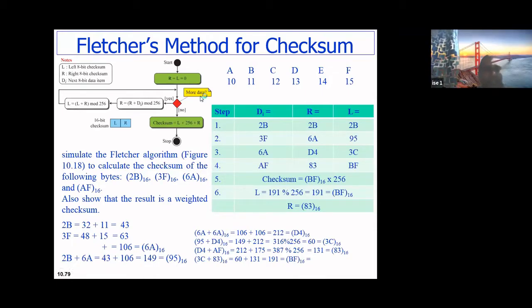Yes, sir. Next, L is equal to L plus R. L is equal to L plus R means L was 0 initially. You can see L was 0 here. So 0 plus R. R, I have got it as 2b. Please take calculator and all with you. Have calculator, pen, paper with you so that you can calculate yourself.